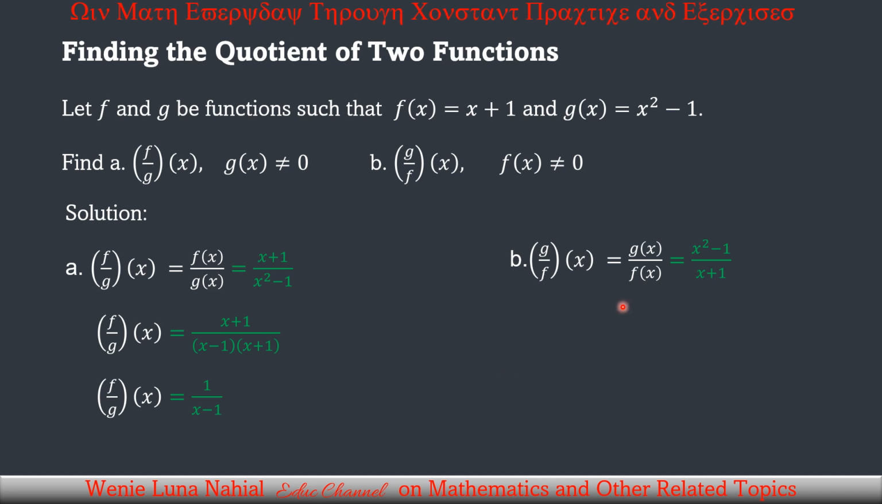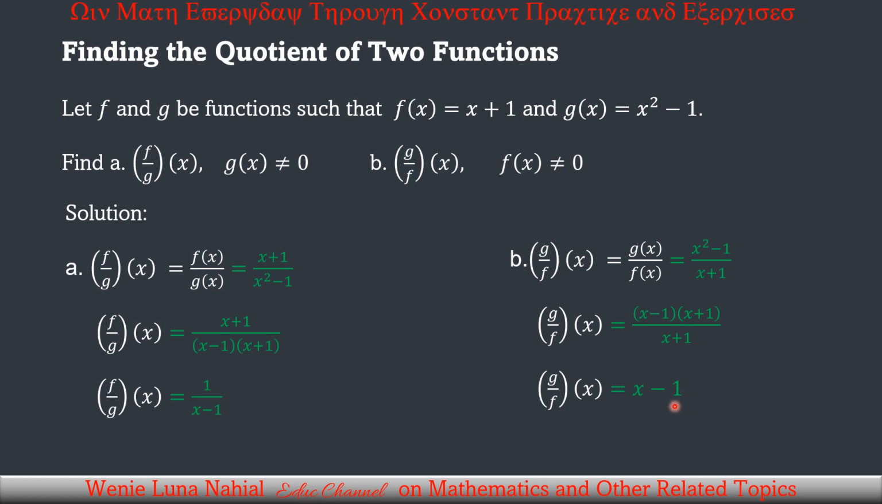The next one is we have g over f of x is equal to g of x over f of x. Again, this f of x cannot be equal to 0. We have the restriction. Then substituting g of x by x squared minus 1 and f of x by x plus 1. Again, this x squared minus 1 has factors, and these are x minus 1 and x plus 1. And we have x plus 1 in the denominator, so we can cancel x plus 1 in the numerator and the x plus 1 in the denominator. So we have g over f of x is equal to x minus 1.